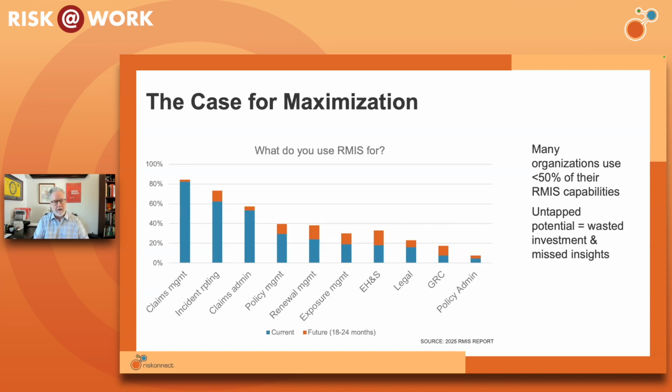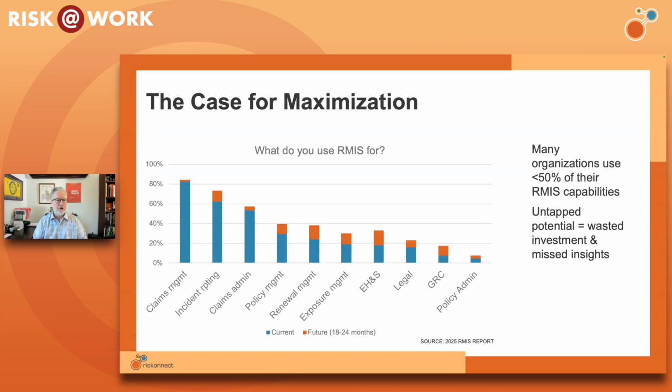But as we go down the modules, beyond exposure management, we see the core functionality that an RMIS system offers: incident reporting, policy management, renewal processes and renewal management, and then exposure and value collection. Those are the key areas of the core RMIS capabilities, although that definition has broadened over the years. We drop off pretty quickly when we get out of the claims area. When we get out of incident and claim administration, we start to see drops well below 50%.